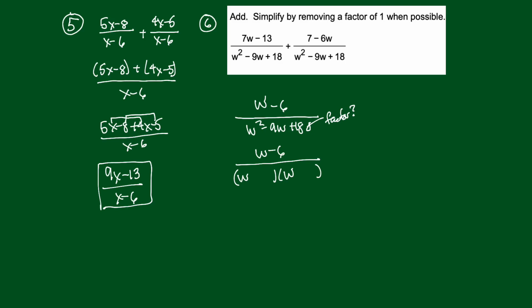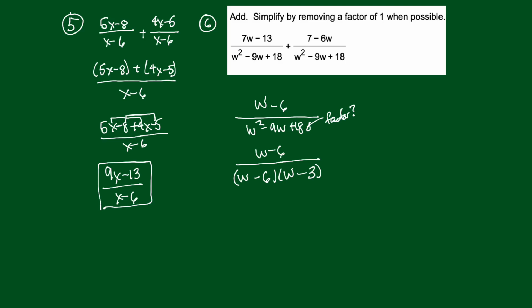So how can you get an 18? 18 and 1, 9 and 2, 6 and 3. Because I have a 6 up here, I'm going to try the 6 and the 3. So try the 6 and the 3, and sure enough, 6 and 3 is a good choice, because 6 and 3, I can get a 9 out of. The 18 is positive. The 6 and the 3 will have the same sign, which is going to be that middle minus sign. There we go.